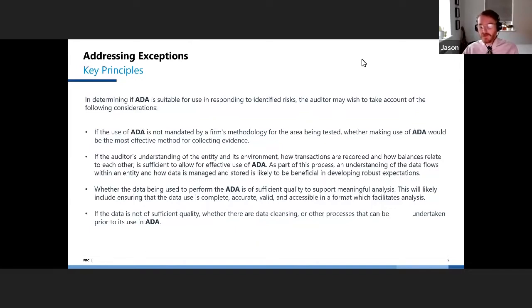So when undertaking those data cleansing processes, something we talked about is that the auditor should really be mindful of the processing. It should be sufficient for its subsequent use, but not so extensive that it undermines the objective of the audit procedure in the first instance.